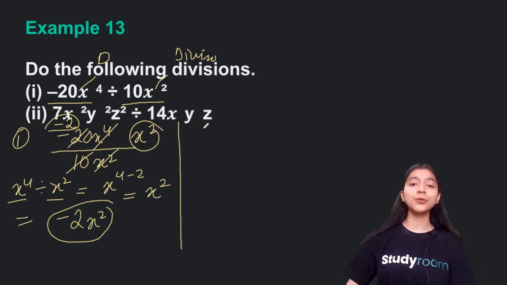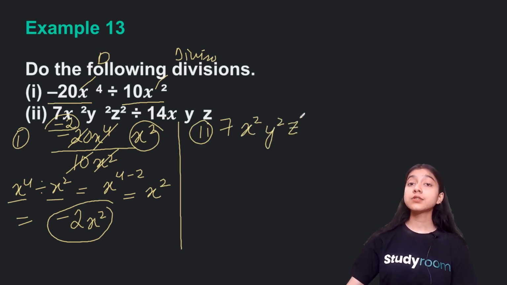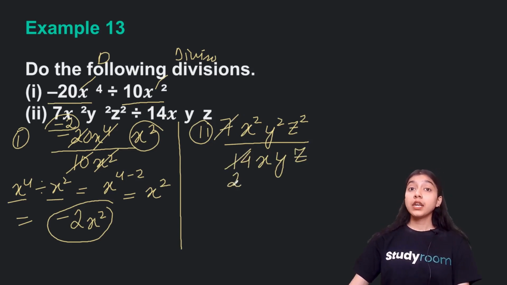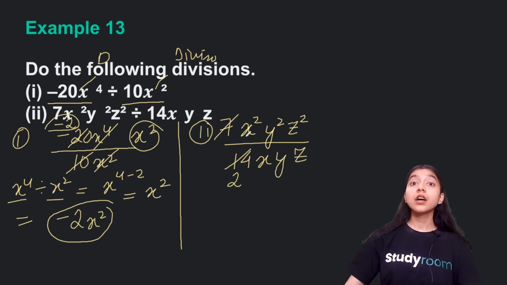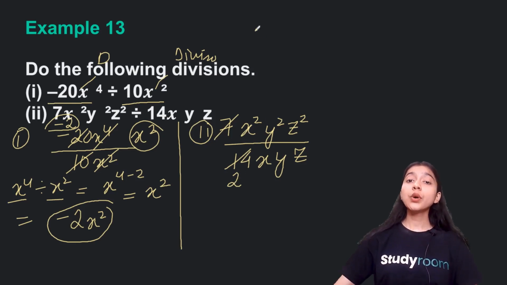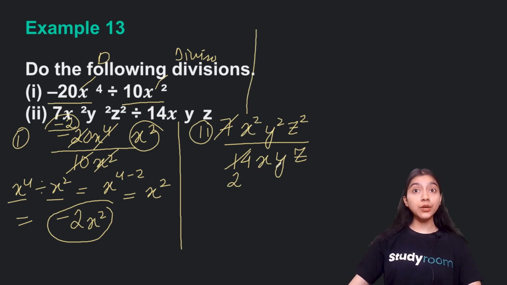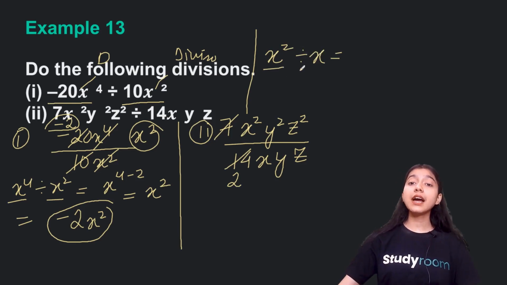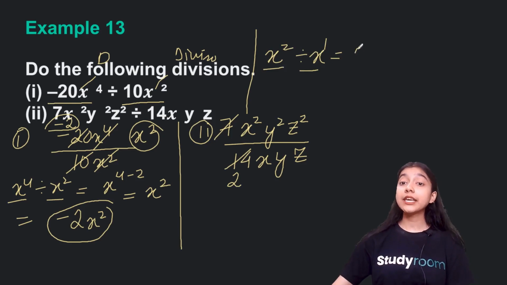Let's solve the second problem we have. The second problem is 7 times x squared y squared z squared divided by 14 times xyz. Now 7 will get cancelled with 14, leaving behind 2. Now what we have to do is check the like bases and then divide. In the first place we have x squared getting divided by x. So when bases are the same, their powers will be subtracted. That will give us x to the power of 2 minus 1, which is equal to x.